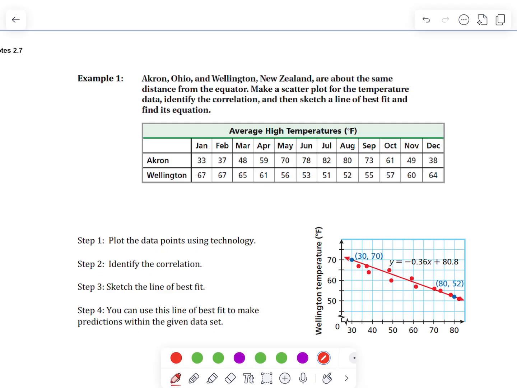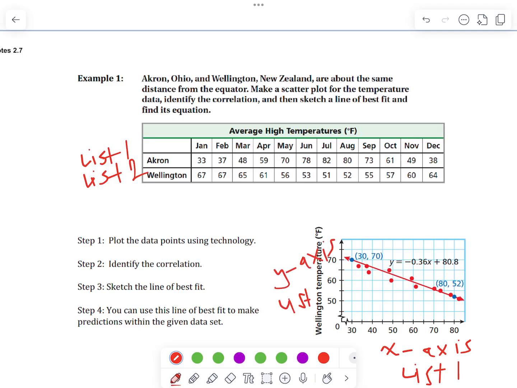So you're seeing January through December. And so what we do is we take our data points, and we have this as our list 1, and this will be our list 2 with the graphing calculator. I'll show you this in class. We will type them in. So we first plot the points using technology. Think of this as your x-axis, so this will be your list 1 points, and this is your y-axis, and this will be your list 2 points.